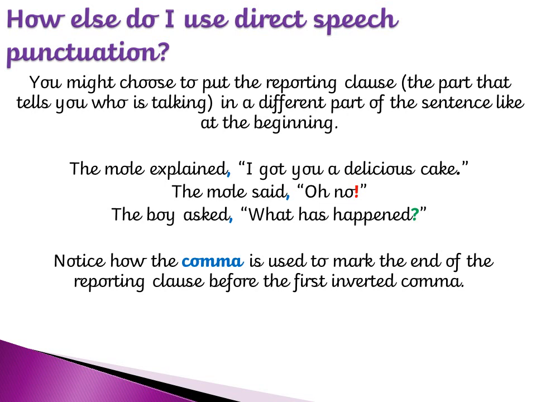So hopefully we know that sometimes the direct speech is the second part of the sentence, and it starts with the reporting clause, which is the bit that tells us who said it or how they said it, which obviously changes where the comma would go. So if you take a look at those examples, let's see if you can notice that that comma goes to mark the start of the direct speech, the end of the reporting clause.